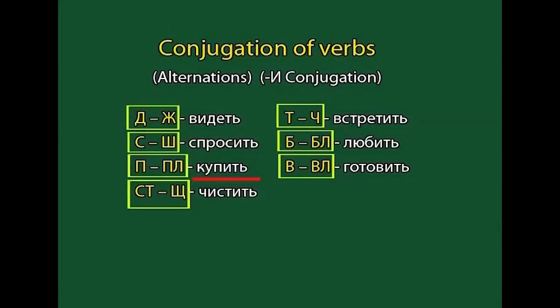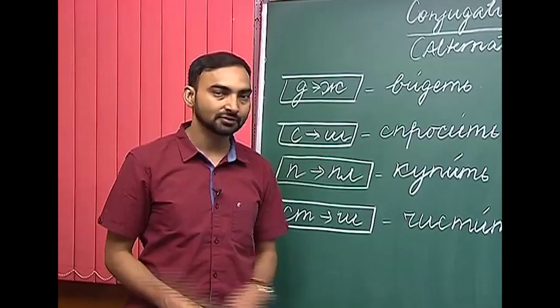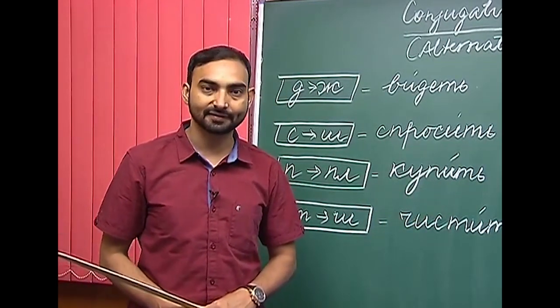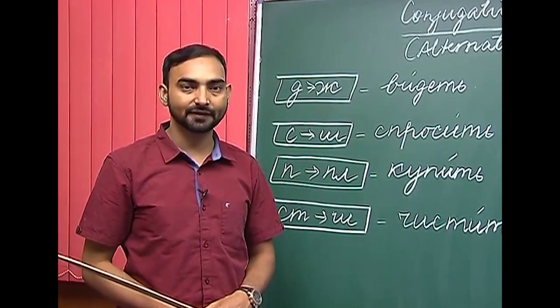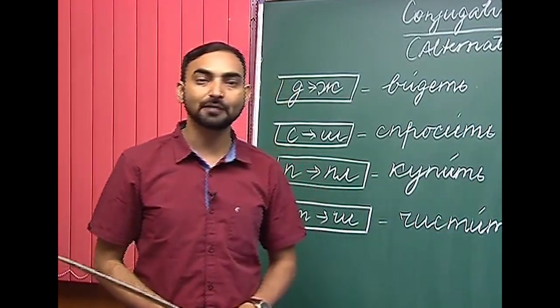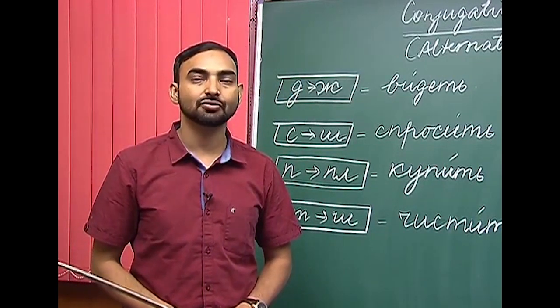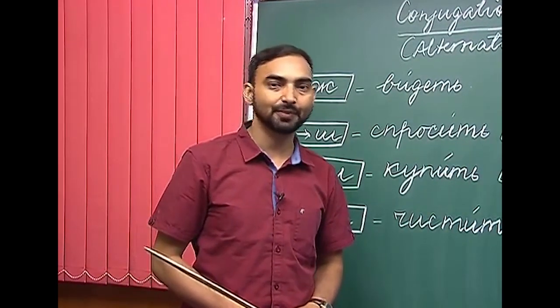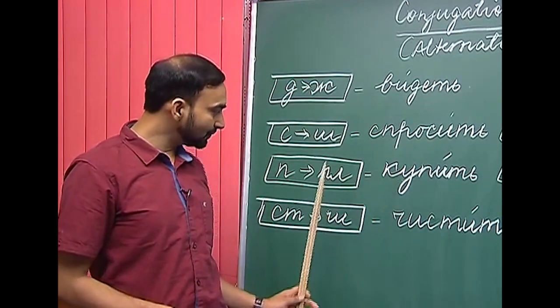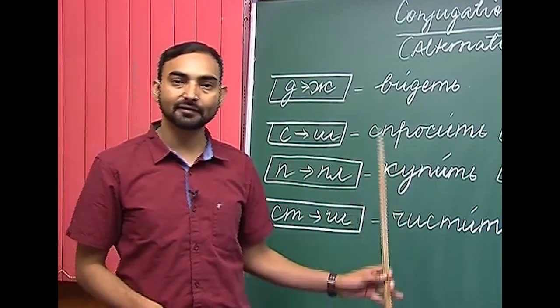Next is per changes to per and l in the first person singular number. For example, the verb kupit. Kupit is the perfective aspect of pakupat, which means to buy or to purchase. How do you conjugate kupit? Ya kupliu, ti kupish, onana kupit, mi kupim, vi kupice, ani kupyat. So, again we are using this alternation in the first person singular number.